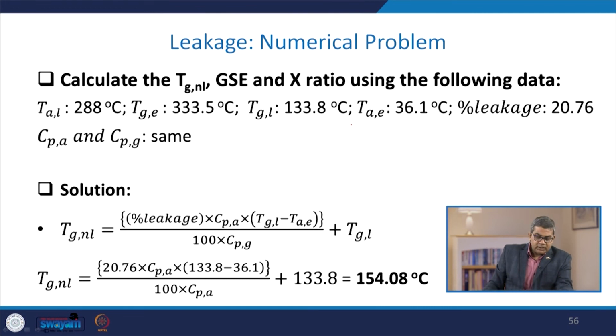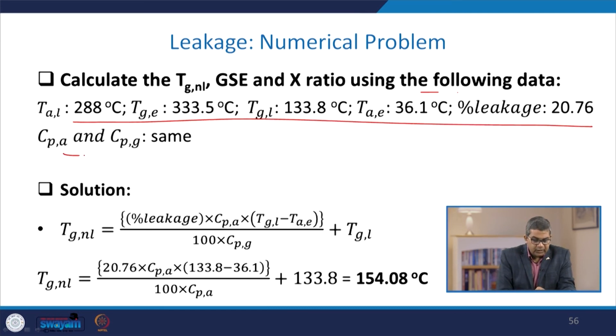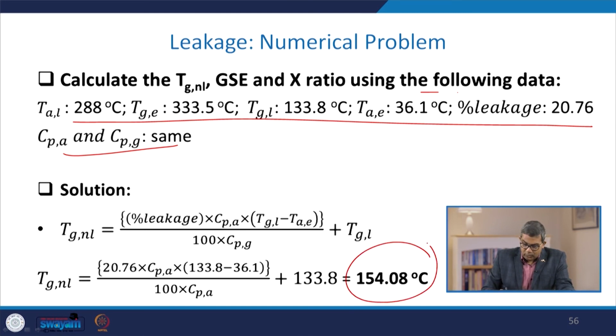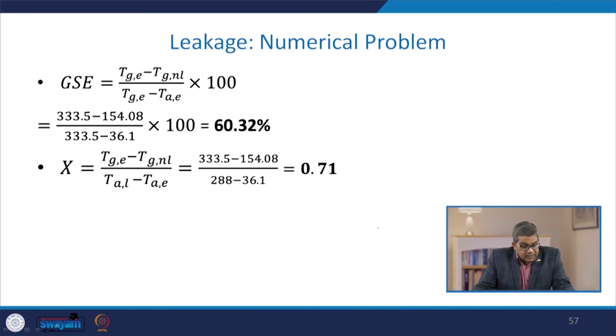Now, how do we achieve this? This is the solution: you need to calculate the TGNL, that is, GSC and X ratio, using the data given in the problem. So, utilize the mathematical expression TGNL is equal to percentage leakage into CPA into (TGL minus TAE) upon 100 into (CPG plus TGL). If we substitute the respective values, you will find that the TGNL comes out to be 154.08 degrees Celsius.